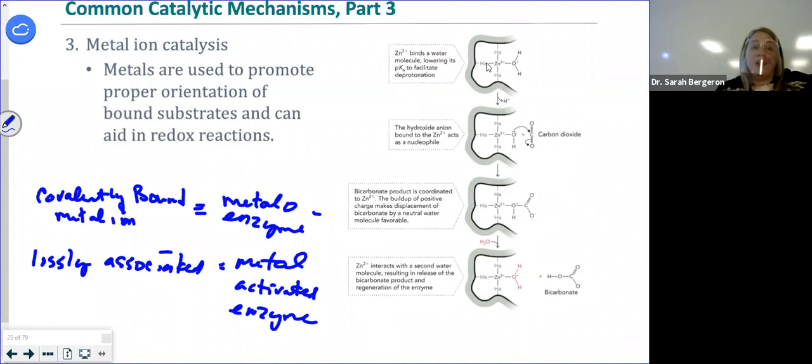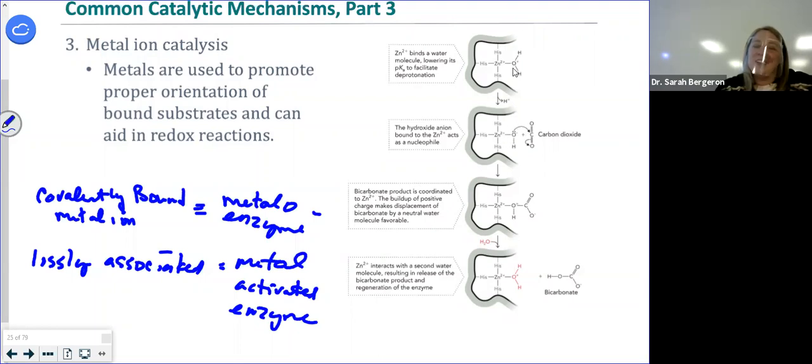They're going to be negative, right? All right, so what we're going to have here is a water molecule that's going to come in. The water molecule is going to associate with our zinc because the oxygen is carrying a partial negative. So we're associating our positively charged ion with our negatively charged oxygen, right?